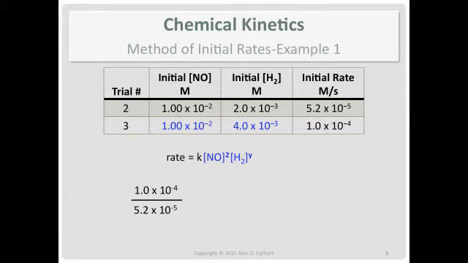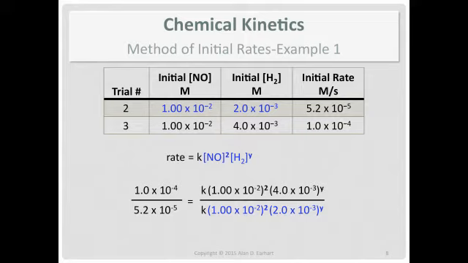Now the right side of the rate laws. So we have the information for trial 3. We divide that by the information for trial 2. Now we have one equation, but we have two unknowns, K and Y. But remember the reason why we're doing this. We don't know the rate constant. So whatever it is, it's canceling out.